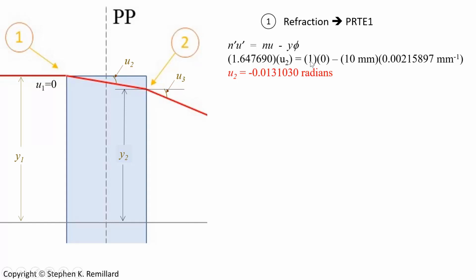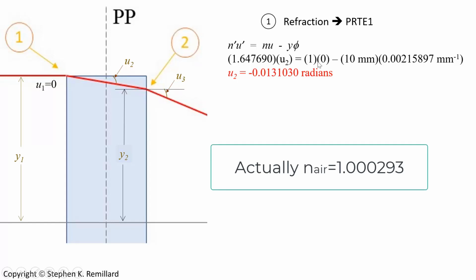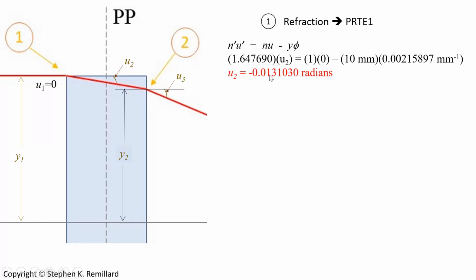N is the index before the surface, 1. It's air. And U is the angle before the surface, 0, because the light ray was coming along horizontally. And then Y is our 10 millimeters we were given as the height of the marginal ray, and phi is that power we calculated. So we have an angle after refraction relative to the normal of minus 0.1313.